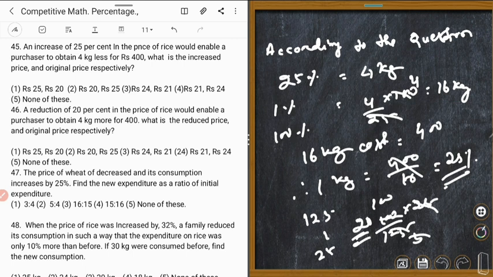So what is asked? What is the increased price? Increased price is 25 and original price is 20. The right answer is 25, 20, number 1. Could you understand? This is the right answer.